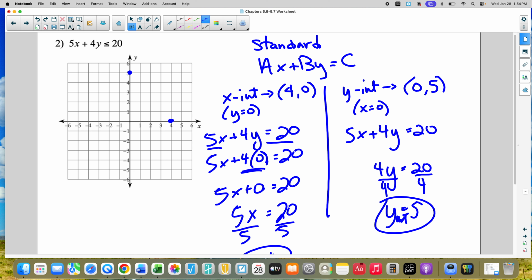So there are my 2 intercepts. I can connect the dots. It's going to be a solid line, remember, because it's equal to. I connect them, I put some arrows on it.